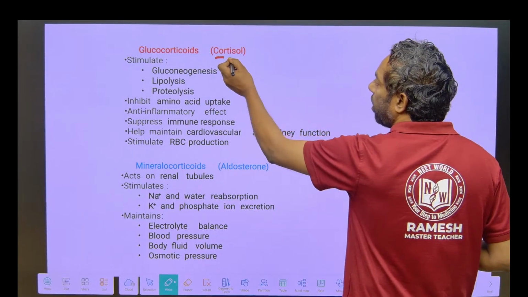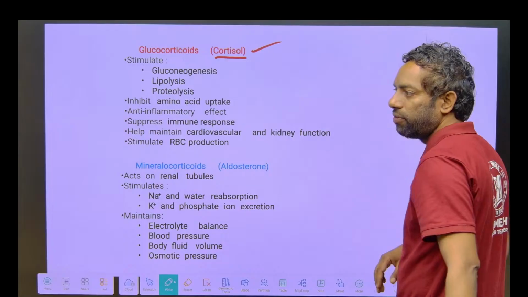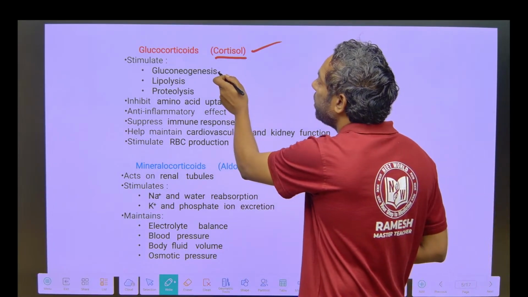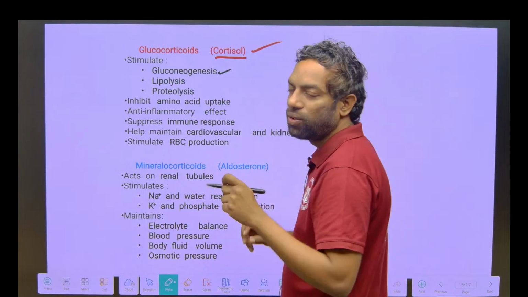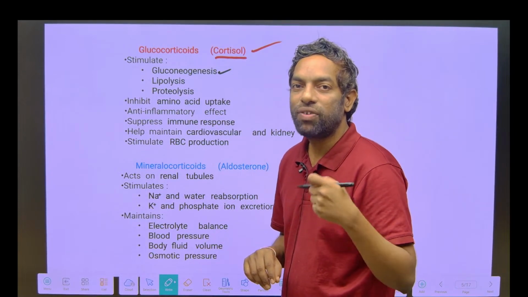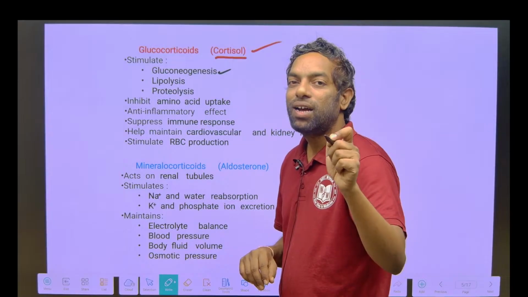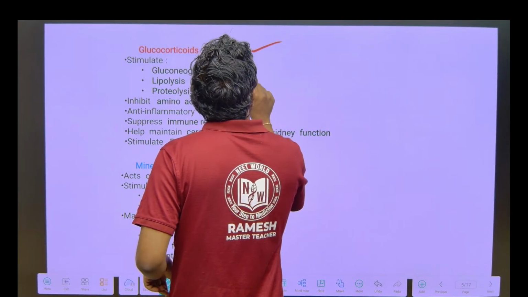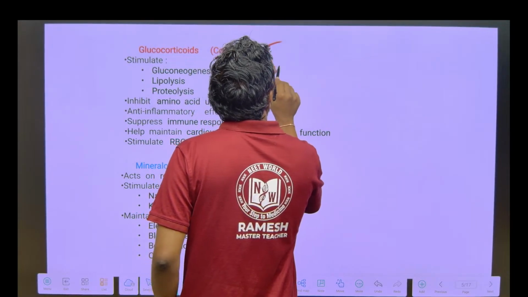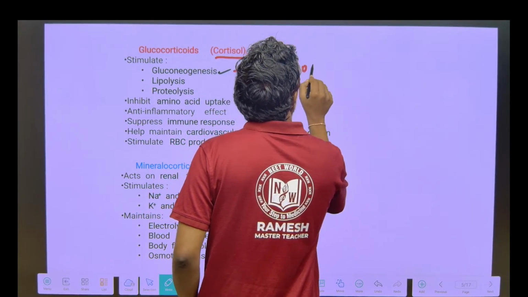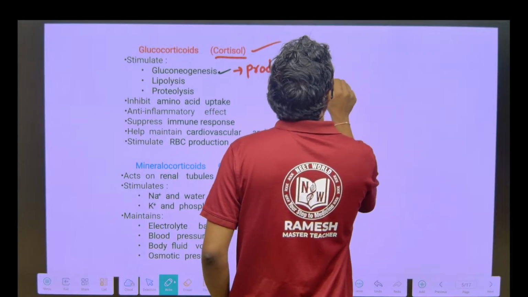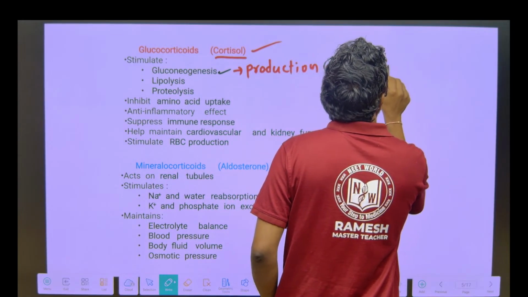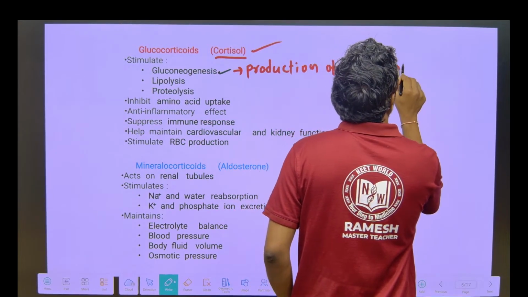Glucocorticoids, we can call them cortisol. Their action is gluconeogenesis, the production of glucose from non-carbohydrate sources.